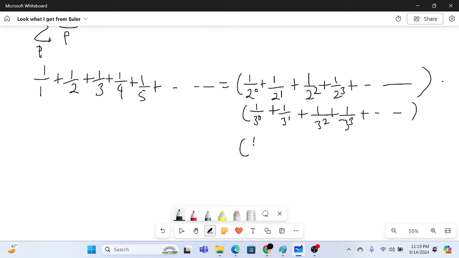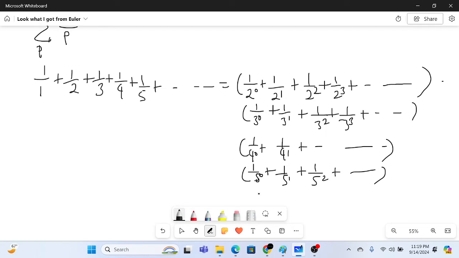Again over here also 1 by 4 to the power 0, 1 by 4 to the power 1, and so on. 1 by 5 to the power 0, 1 by 5 to the power 1, 1 by 5 to the power 2, and so on and so on. Yeah, it goes to infinity on both sides.